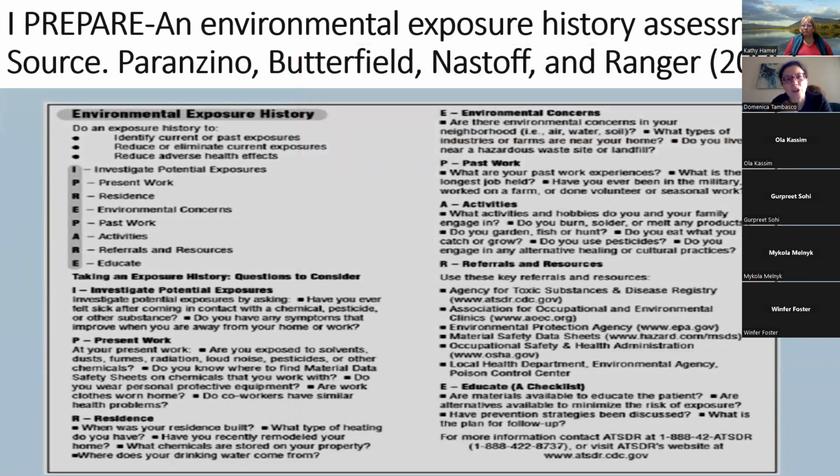Here's just a snapshot of that iPrepare environmental exposure history assessment tool. It's very hard to read, but if you refer to it online, you can see all the questions that are asked in each of these categories. So with the first one being investigating potential exposures, to the last one being education about the exposures. Next slide, please.